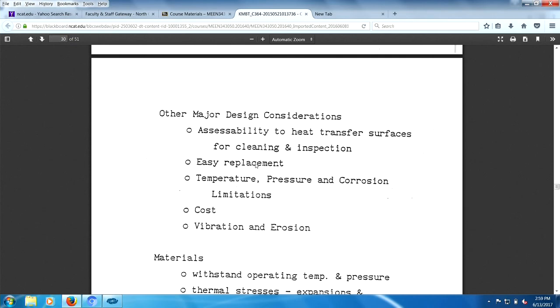Oftentimes, with shell and tube, we're going to be talking about tube bundles. We've got to go into the temperature and pressure and corrosion limits, costs. And we have those friends of mine, erosion and vibration. The mechanical engineers, you guys should get off on this. You spend $1 million for a heat exchanger. You installed it, you started it up. And it lasts maybe only an hour or so before it vibrates apart. That means vibration analysis wasn't done very well.